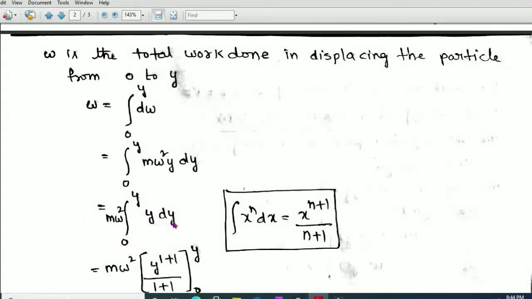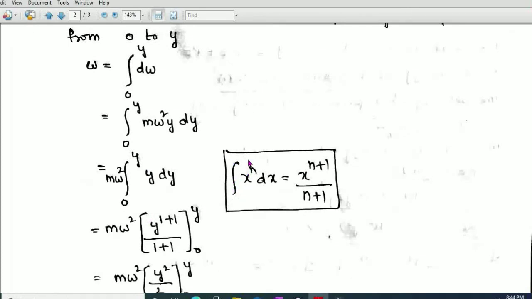Here the variable is y. Actually this integral is in the form of integral x power n dx. The formula for integral x power n dx is x to the power n plus 1 by n plus 1. But here the variable is y, and in place of n we have 1, because y has no written power, so it is y power 1 into dy. The value of n is 1.